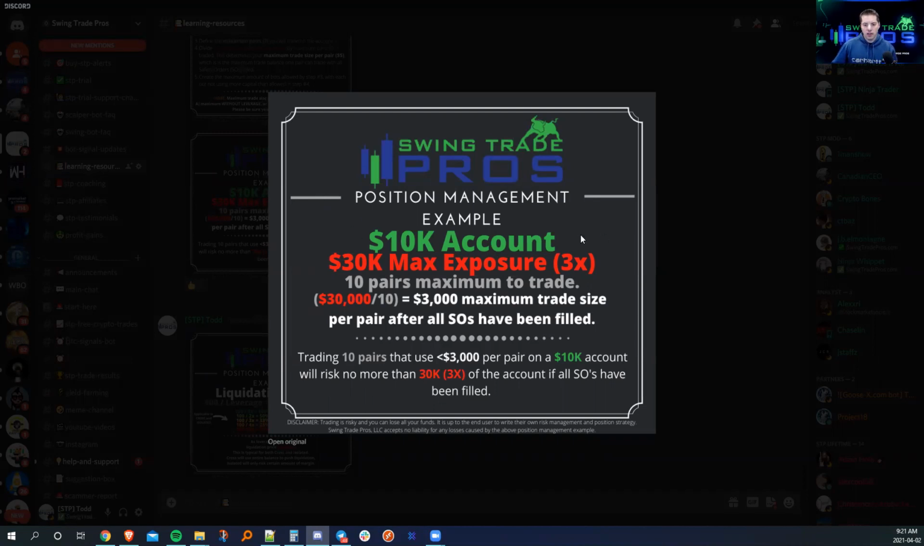So 10K account, 30K max exposure, 3x, 10 pairs maximum to trade. 30,000 divided by 10 is 3,000 maximum trade size per pair after all SOs have been filled. Keep in mind, this is with leverage not specified. We will actually go through an example here shortly. This is kind of what I have done. Trading 10 pairs that use under $3,000 per pair on a 10K account will risk no more than 30K, 3x of the account, if all SOs have been filled.